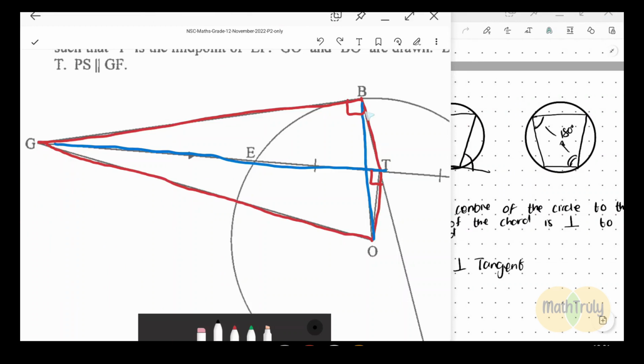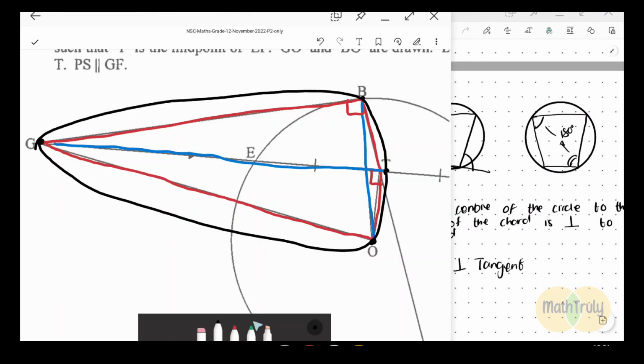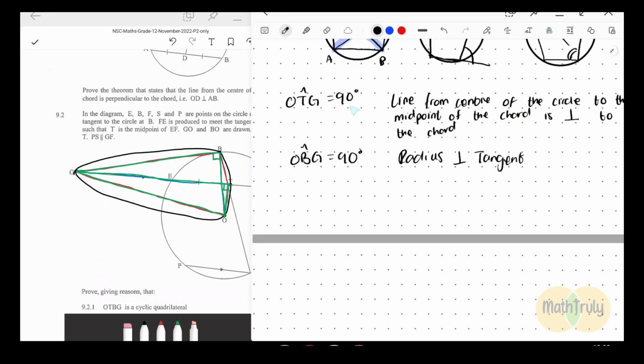So a better way to look at this is, let me rather draw a circle around this. Okay, so not the best circle, but I hope you get the idea. So we have this chord GO, and this chord is supporting the angle OBG, that angle. And then this same chord GO is also supporting another angle, the angle GTO. So it's also supporting that. And so we know that they're both 90 degrees.